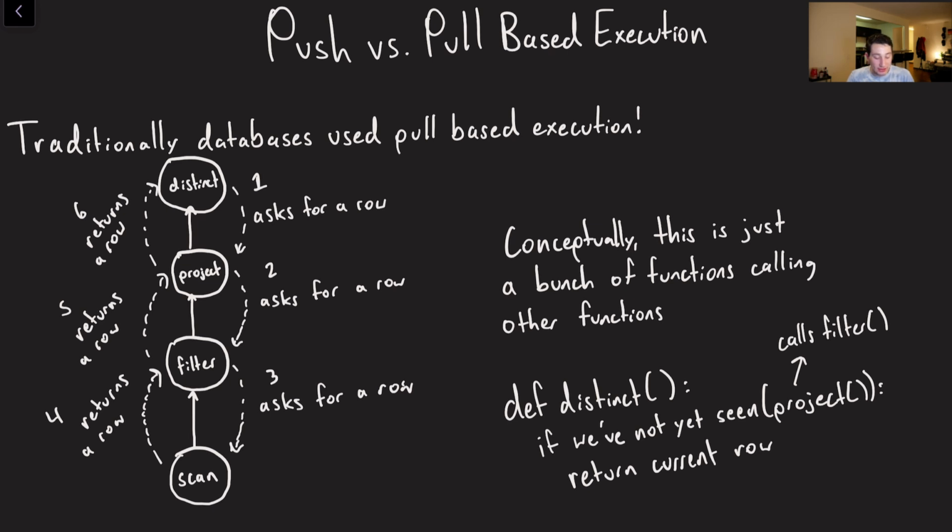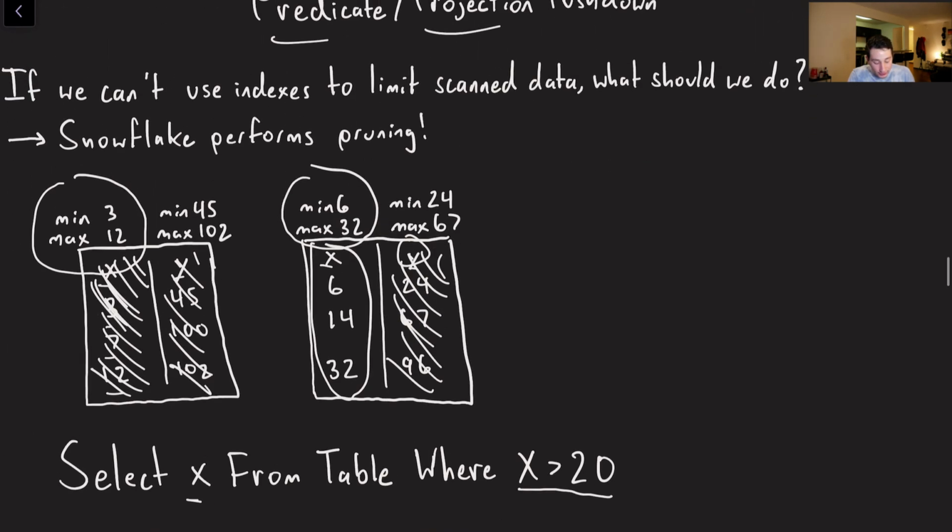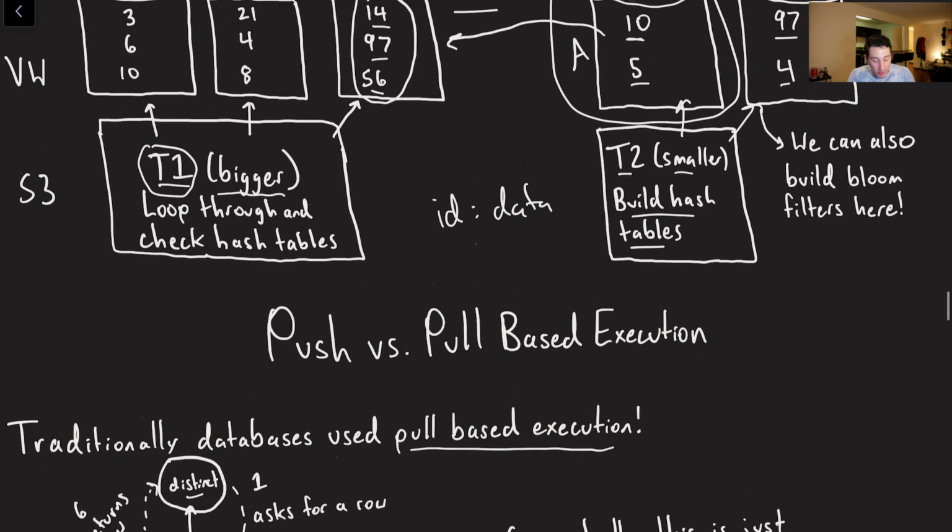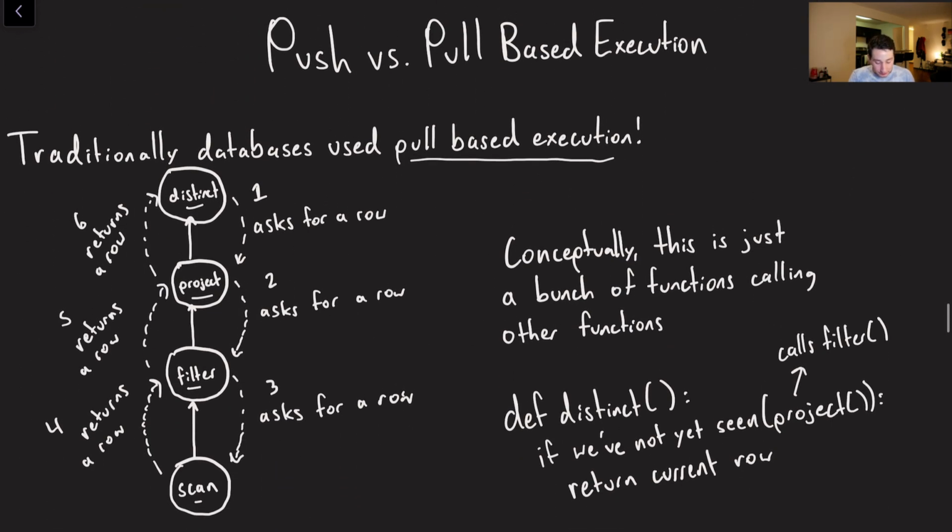But basically the idea here is that databases in the past used something known as pull-based execution. So in pull-based execution, imagine we have a few different database operators, right? We're doing like a select distinct field name from a table where x is greater than 20. So similar query to the one that we ran over here. Select x from table where x is 20. Maybe you add a distinct right here. So that's what we might be representing with the following query plan.